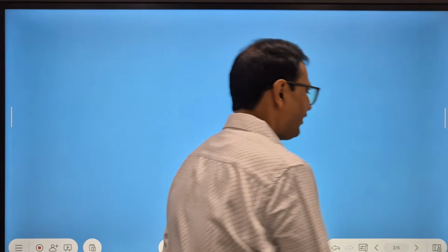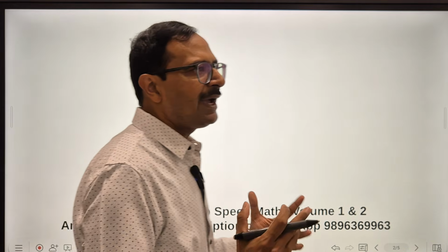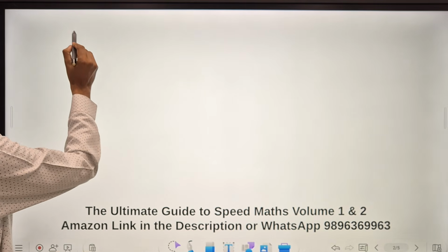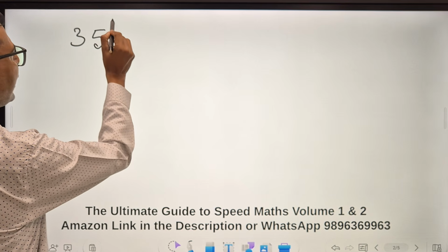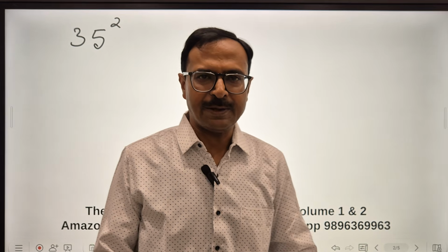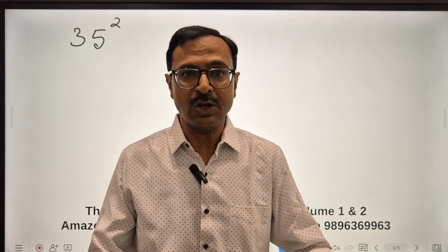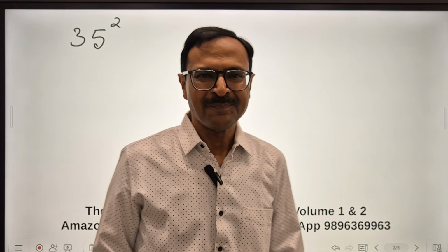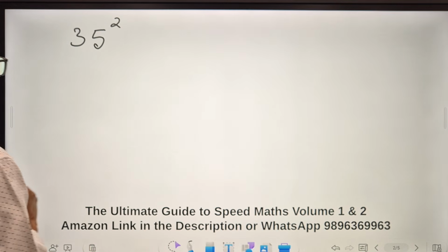So friends, when I talk about squaring any number ending in 5, like suppose I have a number like 35 and I want to find the square of 35. You all must be knowing this Vedic maths trick, but hardly anybody knows the logic. So wait for the end part, okay? The logic is coming up. How do we square this? You know what we do?